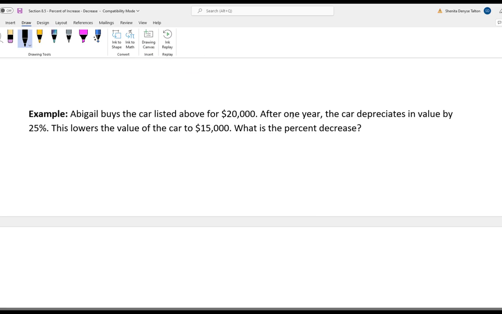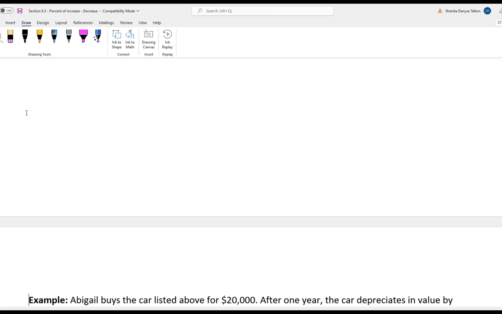The next problem says Abigail buys the car listed above for $20,000. After 1 year, the car depreciates in value by 25%. This lowers the value of the car to $15,000. What is the percent decrease? I'm going to move this problem down.